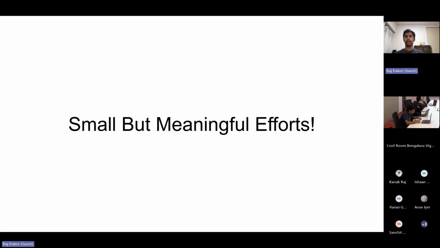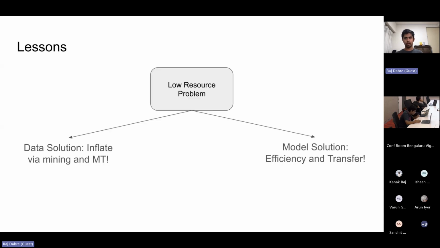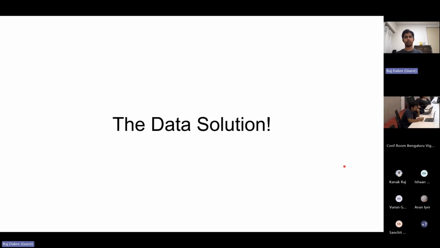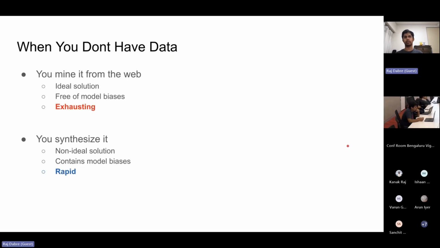Right. Okay, cool. So these were small but meaningful efforts, and we wanted to build on top of that. So what were the lessons? We have a low resource problem, and there are two solutions. One is the data solution, which is to inflate via mining and machine translation. And the second is the model solution, which is to have efficient models and enable as much transfer learning as possible. So now I'm going to get into the work we did to address both of these types of solutions.